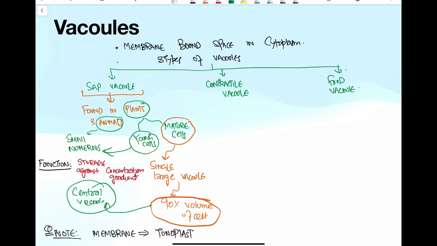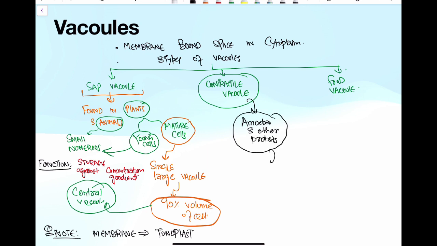Now, about this contractile vacuole. Remember, this contractile vacuole is found in amoeba and other related protists, which are usually freshwater. And obviously it is able to contract. The function of that contraction is to remove the water from the cell and to maintain a proper water level in the cell, what we call as osmoregulation.